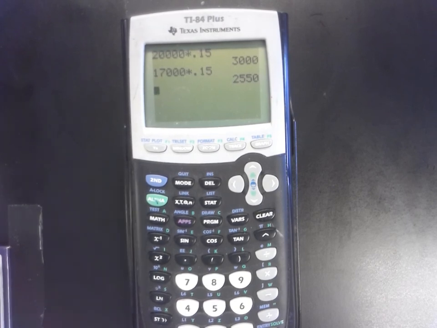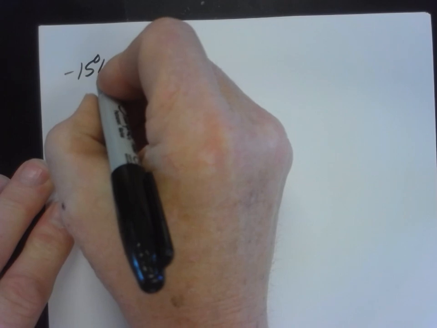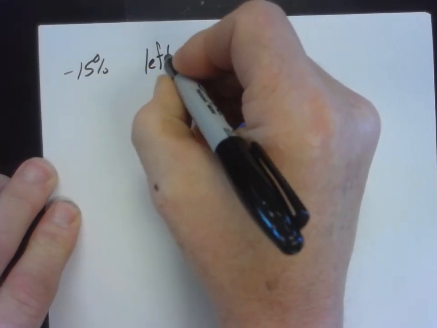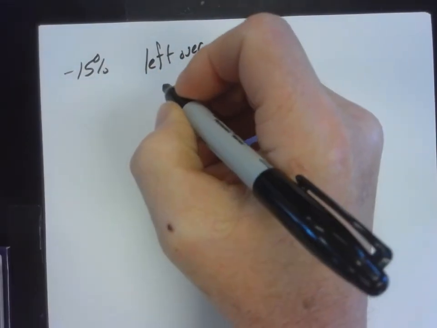Just think of it this way. If it goes down 15%, what's left? What do you still have if it goes down 15%?